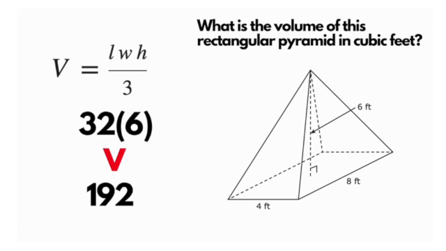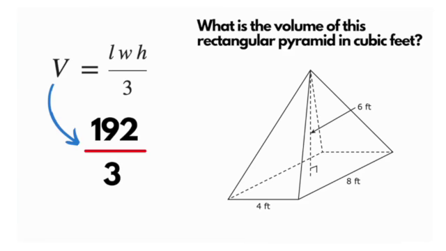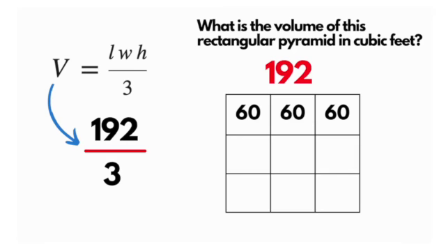192. Now, we're not quite done yet because we need to find the volume, because that's just the value of the length times the width times the height. Now we have to divide that value by 3. So if we don't know how to use the algorithm and we don't want to do long division, we can actually use a table and break this into pieces.